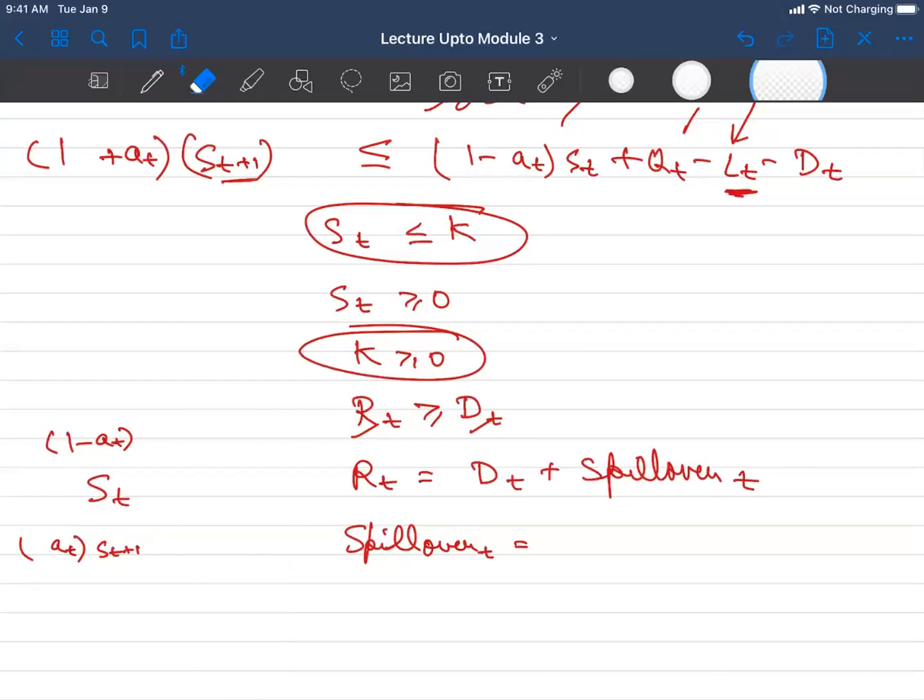ये डैम वही वाला एग्जांपल याद करो यार, स्पिल ओवर जब कैसे किया था हमने? How did we do spill over? How much water will get spilled over?